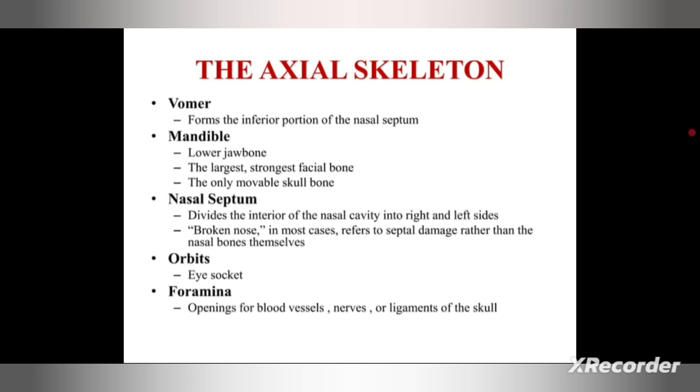Nasal septum divides the interior of the nasal cavity into right and left sides. A broken nose in most cases refers to septal damage rather than damage to the nasal bones themselves. Orbits: eye sockets. Foramina: openings for blood vessels, nerves or ligaments of the skull.